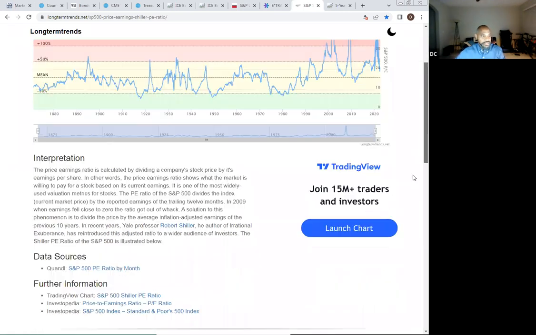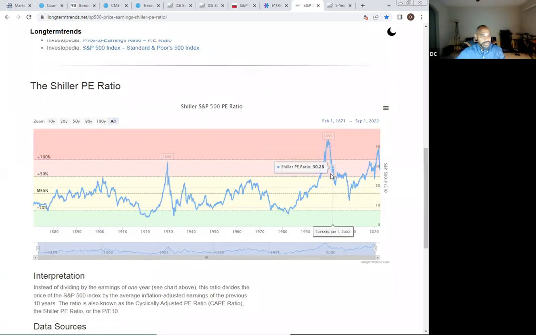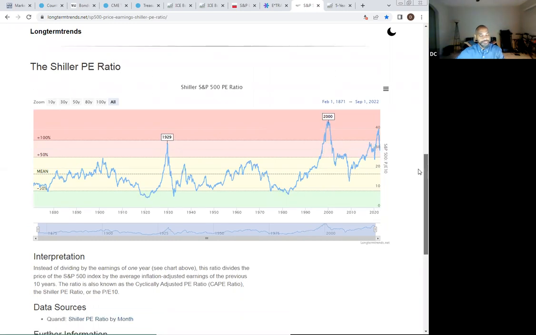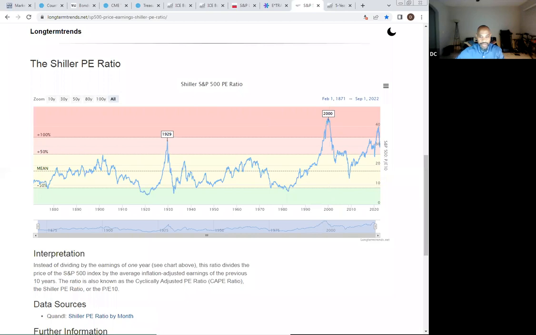So this adjusts for that so that you can look at PEs on a relative basis. And here on a relative basis, we're still well above the average, but the CAPE or Shiller PE ratio is coming down. So we're moving in the right direction from that perspective. So things are becoming a lot more investable.